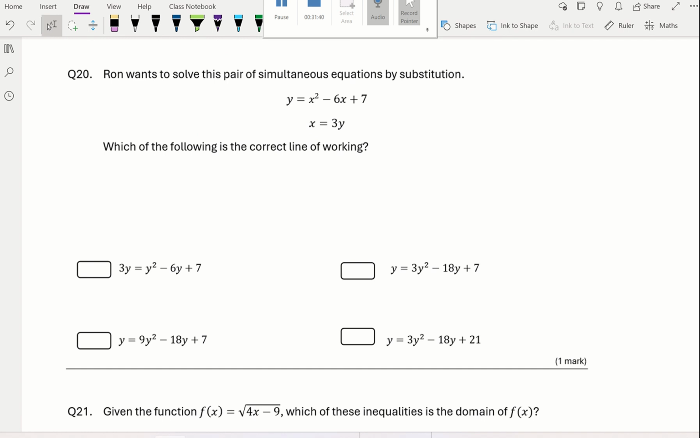Ron wants to solve this pair of simultaneous equations by substitution. And it tells you that x equals 3y. So I substitute 3y into every x. So this is 3y squared minus 6 times 3y plus 7. So 3y squared, that's 3 squared y squared, 9y squared, minus 6 times 3, 18y plus 7. So 9y squared minus 18y plus 7. That's correct.